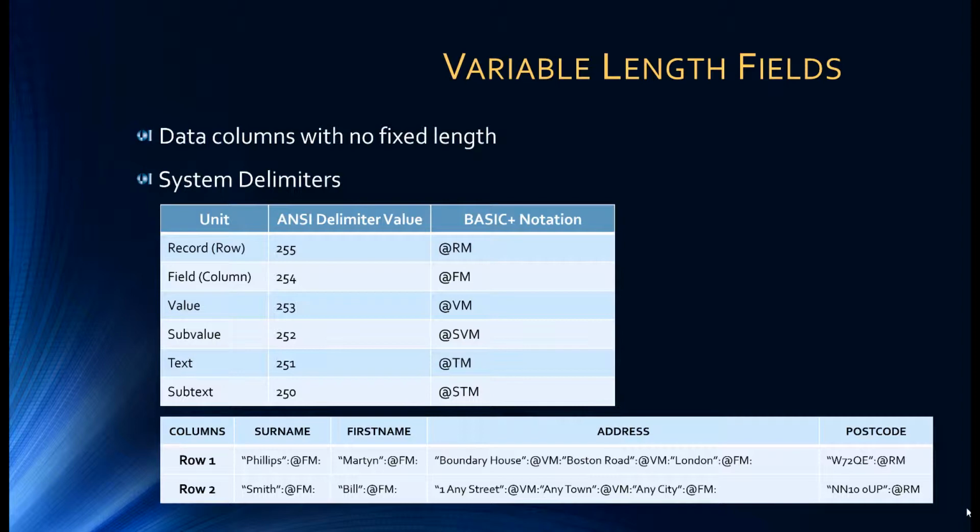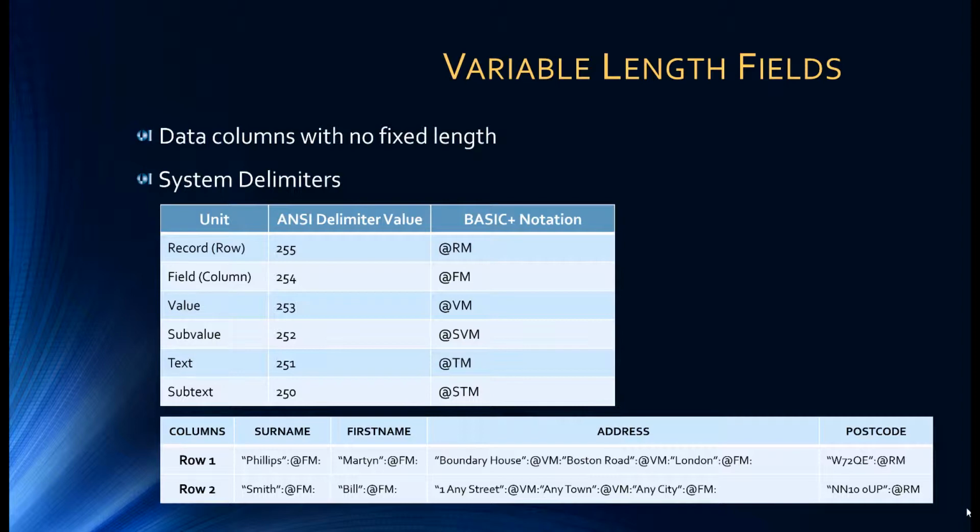I've got a table on here which shows you the record row. So the delimiter for that in the ANSI world is 255, and then in Basic Plus notation, so when we're actually coding this in Basic Plus, it would be an @rm. So a field or column delimiter is 254, and that's an @fm, and a value mark is 253, an @vm. And then the table at the bottom shows how that is used within the OpenInsight world.